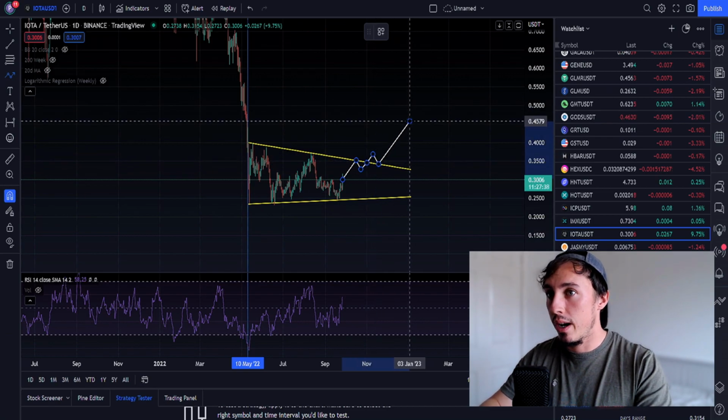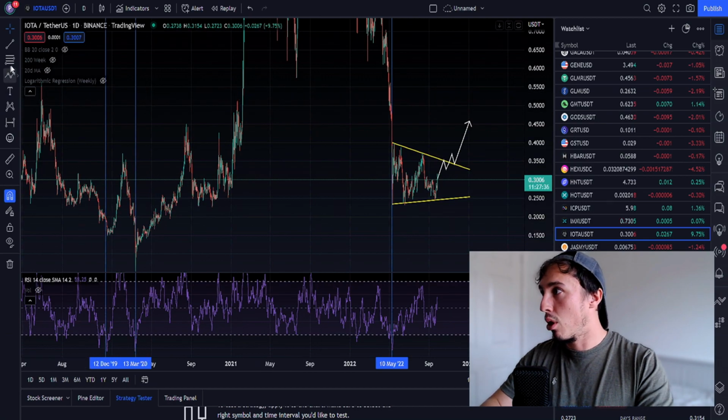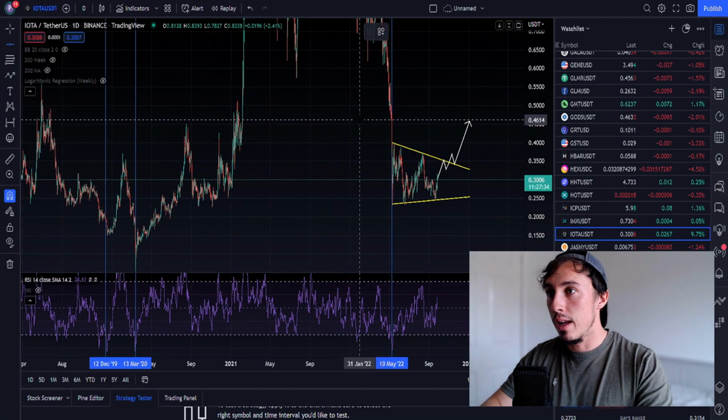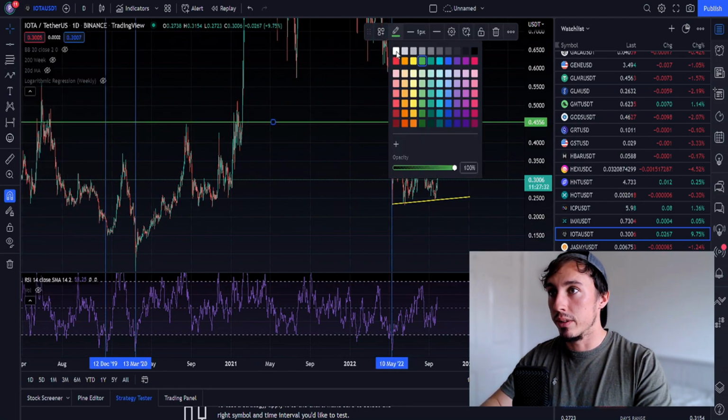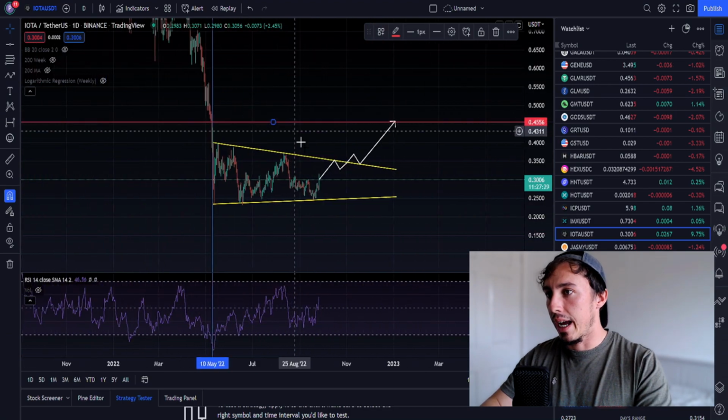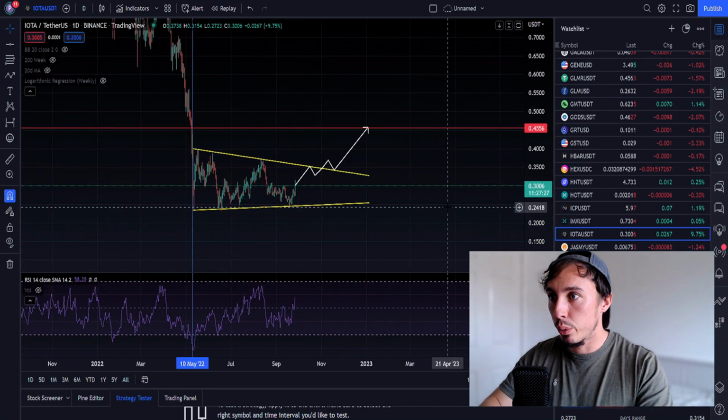I'm not sure exactly where. I'd look at 0.45 probably as the first technical target here. Is that where we had a small bounce before, over here on the 8th of May, following the Terra Luna crash and all the FUD associated with that?